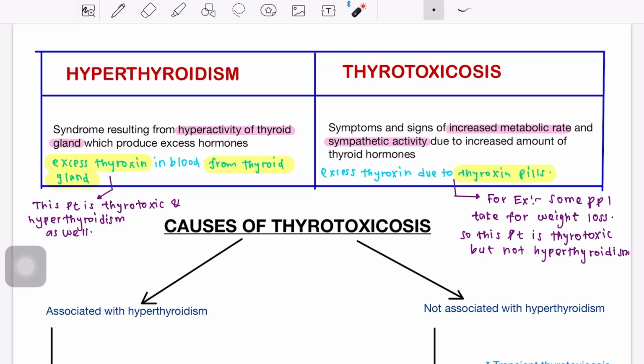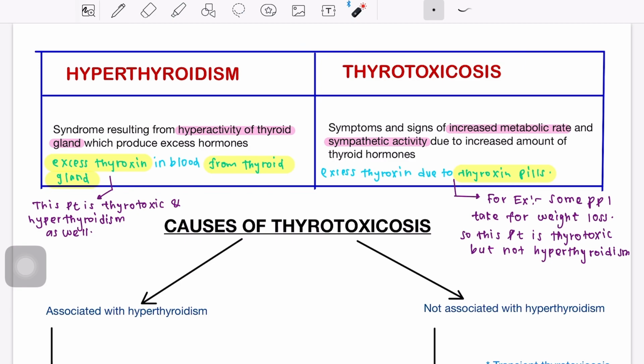Hyperthyroidism means the syndrome resulting from hyperactivity of the thyroid gland, which produces an excess amount of hormones, like an excess amount of thyroxine in the blood, coming from the thyroid gland itself. If it comes from the thyroid gland itself only, we call it hyperthyroidism. I mean, the thyroid gland produces a higher amount of thyroxine, right? If that thyroxine comes from the thyroid gland itself, it is called hyperthyroidism.